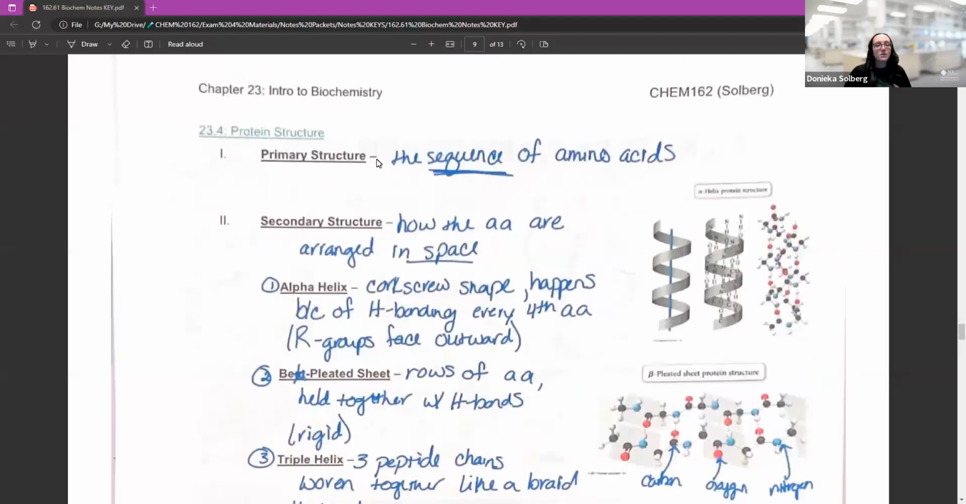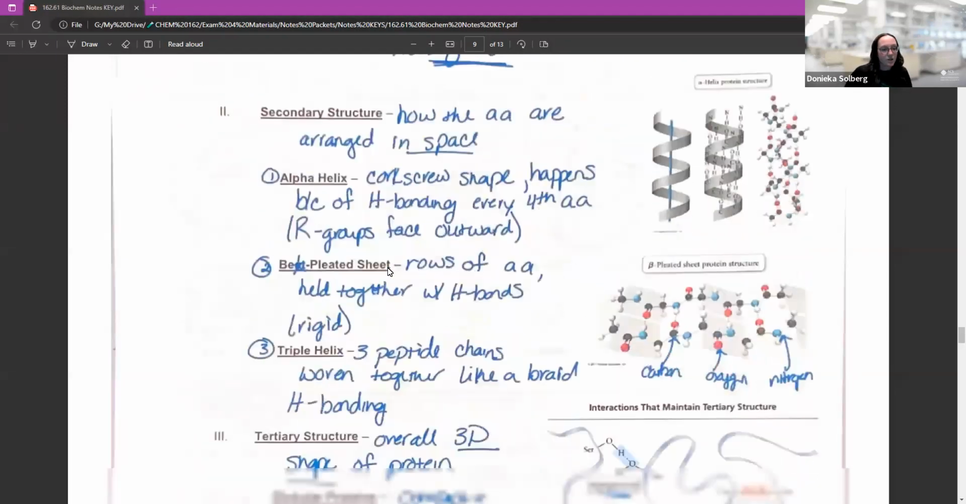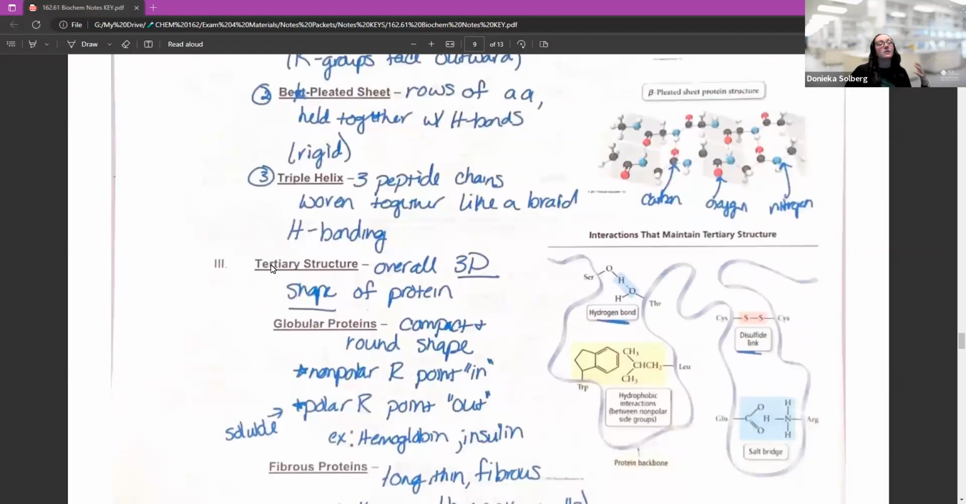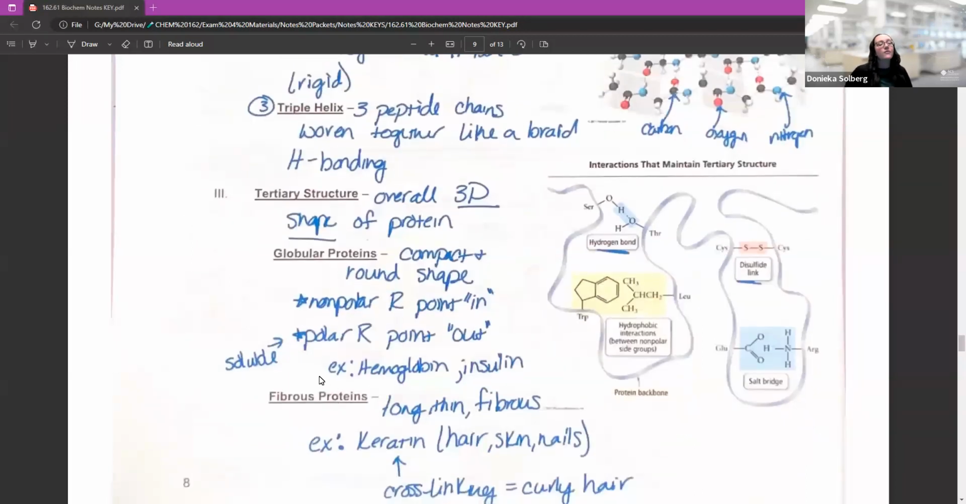So the amino acid sequence is made, it forms some secondary structures, and then those secondary structures interact to form the tertiary structure. This is the overall 3D shape of a protein. What does the protein look like? And there's generally 2 types of tertiary structures. There is a globular type protein or a fibrous type protein. Kind of what they sound like.